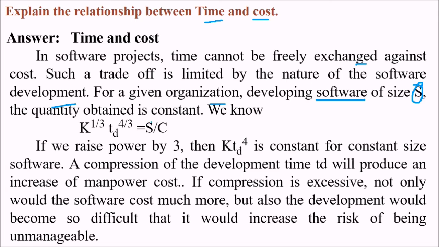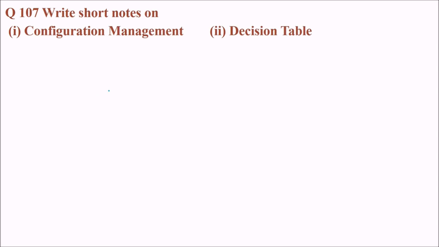This is what we are talking about, the time and cost. If we raise the power by 3, then K td^4 is constant for a constant size of software. So compression of the development time, that is td, will produce an increase in manpower cost. And if compression is excessive, not only would the software cost more, but the development would become so difficult that it would increase the risk of being unmanageable.